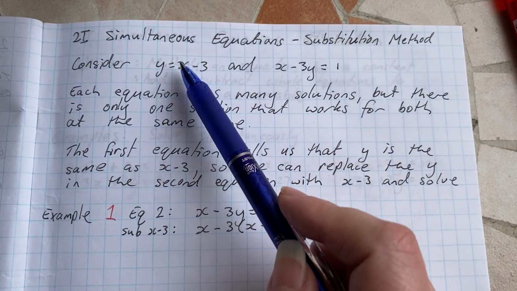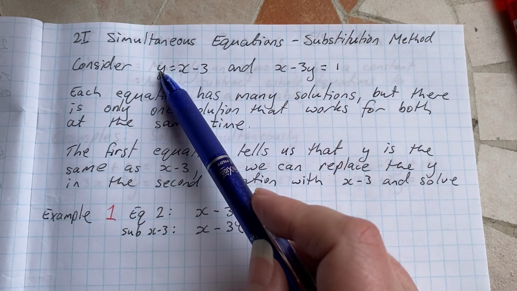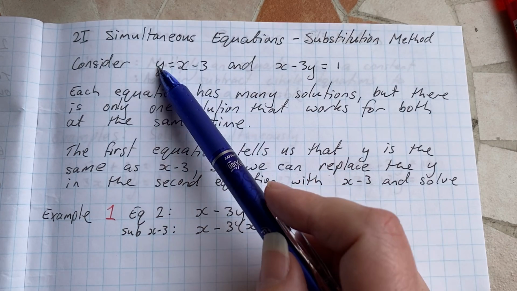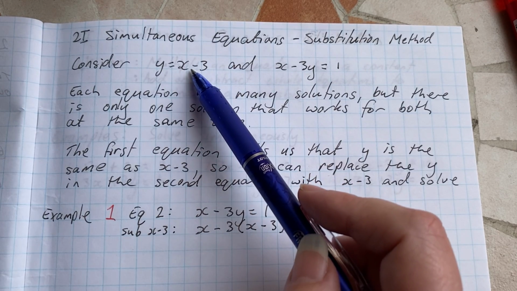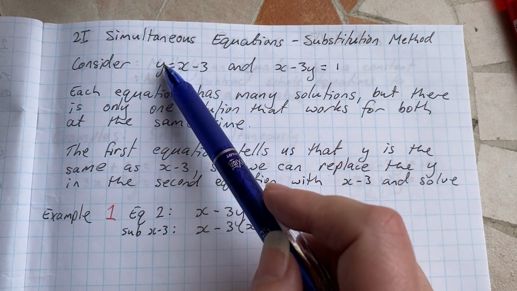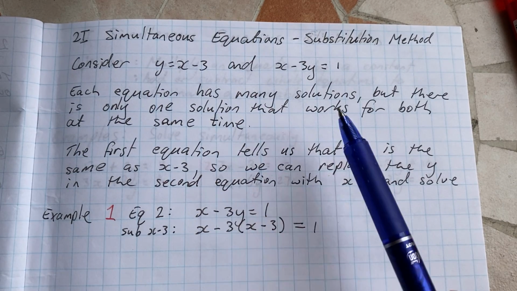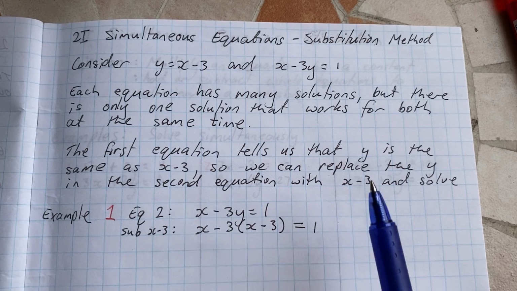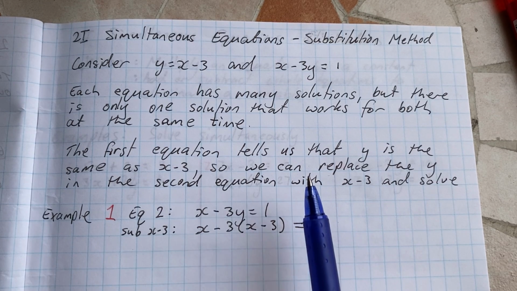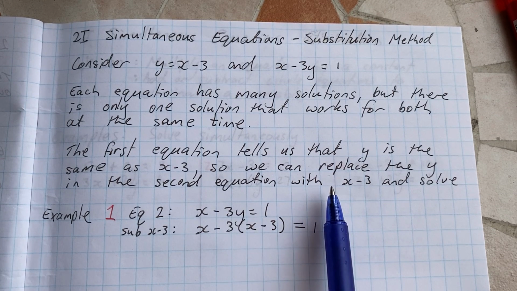If x was 5, 5 minus 3 would give you 2. So 5 and 2 is a solution. If x was 7, 7 minus 3 is 4. Y would be 4, so 7 and 4 is a solution. And the same for this equation. There are infinitely many solutions, but there's only one solution that works for both of them.